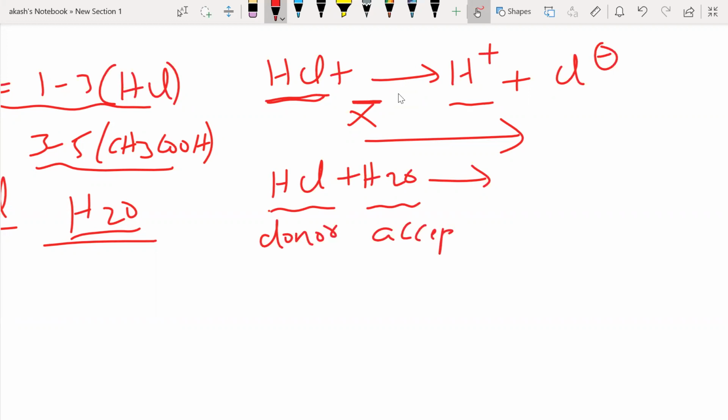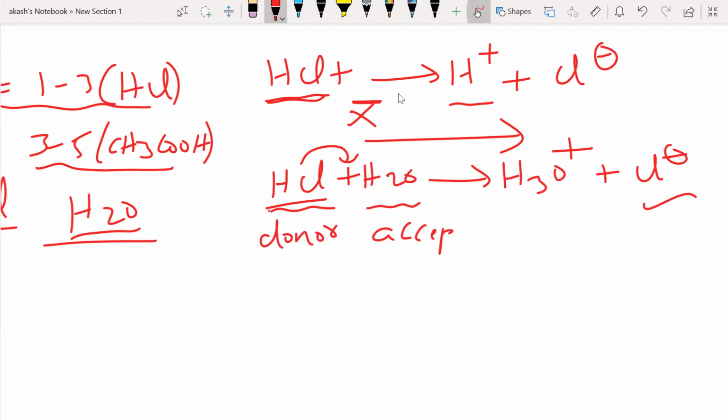Now, what is going to happen if this donates H plus to this? Can I say H2O plus H plus will give me H3O plus? And what is remaining in HCl? H plus is gone. You write Cl minus. This is the exact way of writing it.